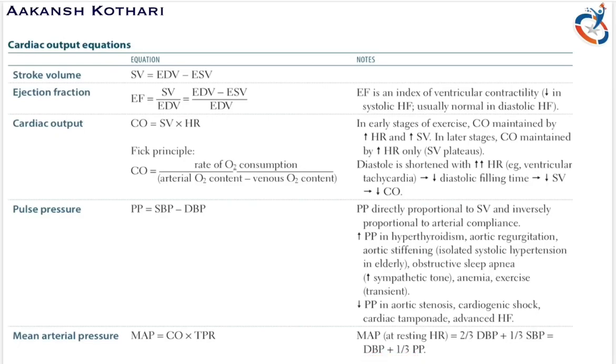Is it clear? Pulse pressure is usually systolic blood pressure minus the diastolic blood pressure. So it can be measured as diastolic blood pressure plus 1/3 of the pulse pressure, or cardiac output into total peripheral resistance. Is it clear?